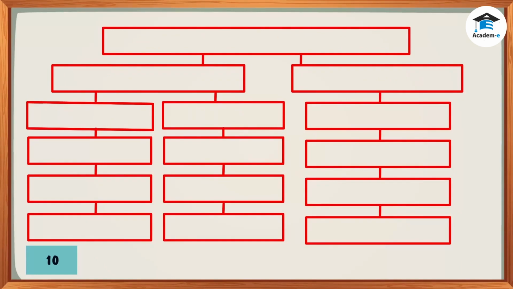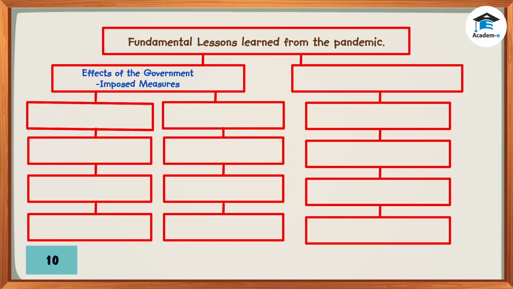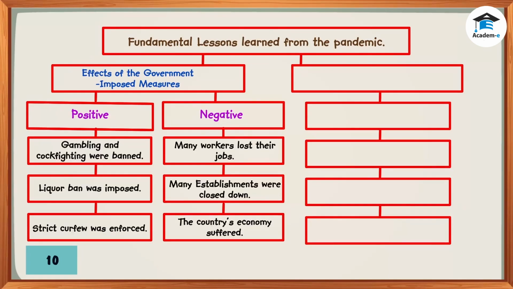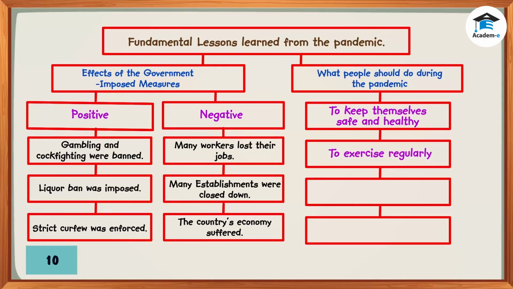This selection has a second main idea: fundamental lessons learned from the pandemic. Under the first subtopic, there are positive and negative effects of the government-imposed measures, and some examples were given for each effect. For the second subtopic, suggestions were given as to what people should do during the pandemic, and these are: to keep themselves safe and healthy, to exercise regularly, to do some meditations and try yoga, and to never stop praying.